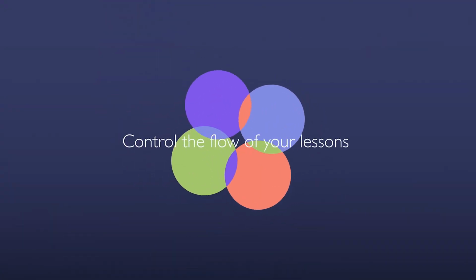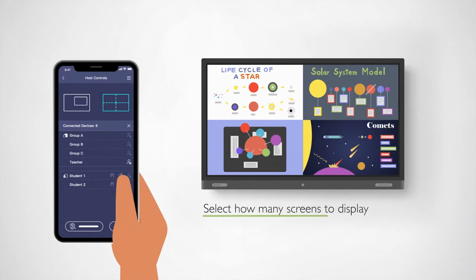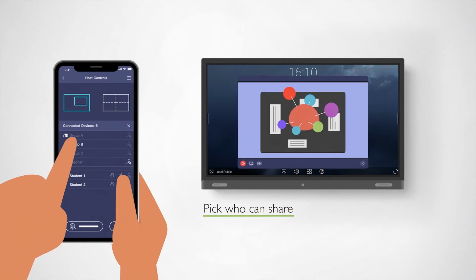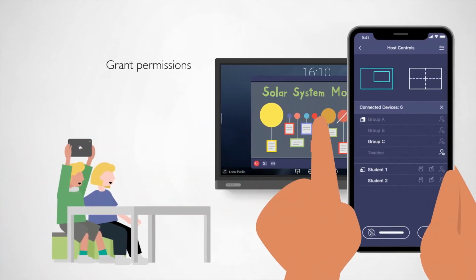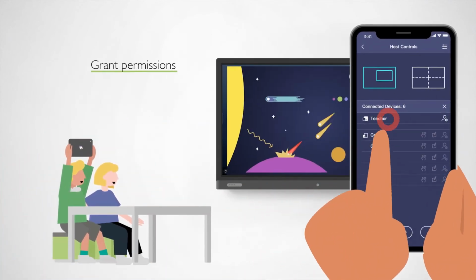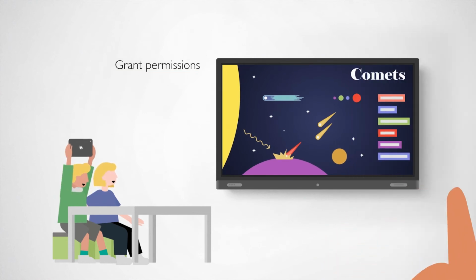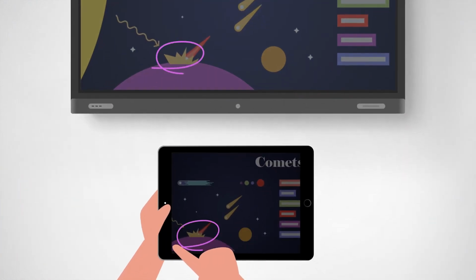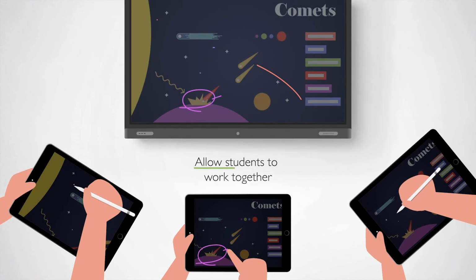Control the flow of your lessons. Teachers can select how many and which screens are shared, and who can write on the board. Allowing students to work together.